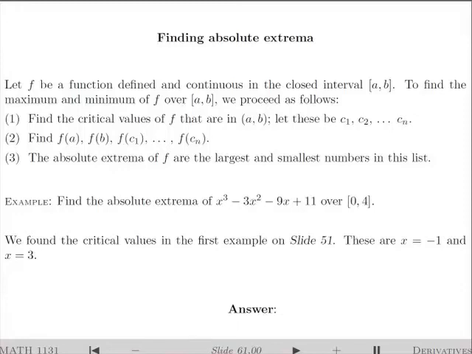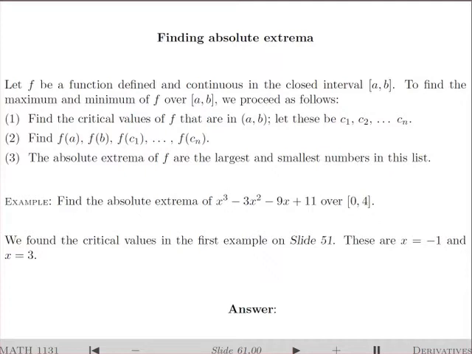Welcome. In this session, we will see how we can find absolute extrema over closed intervals. We will look only at functions which are continuous in the interval and have only a finite number of critical values in that interval. If the function is continuous in a closed interval, we know there is a maximum and a minimum. And we also know that absolute maximum or minimum is not at one of the endpoints.